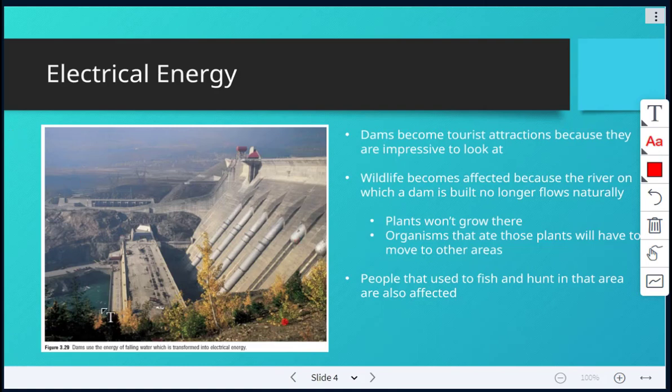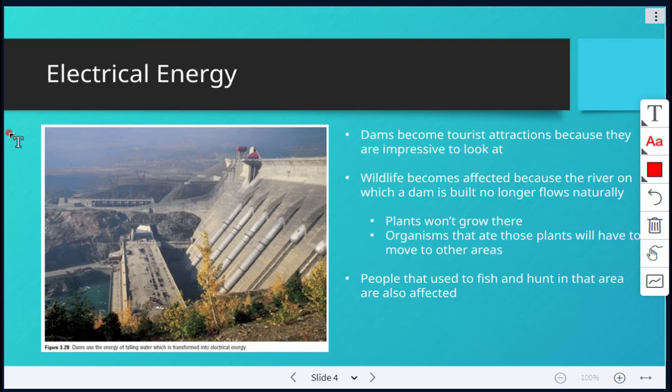Just looking at a dam here. Again, it's using water. It's a hydroelectric source, and we're using the energy of falling water to transform it into electrical energy.